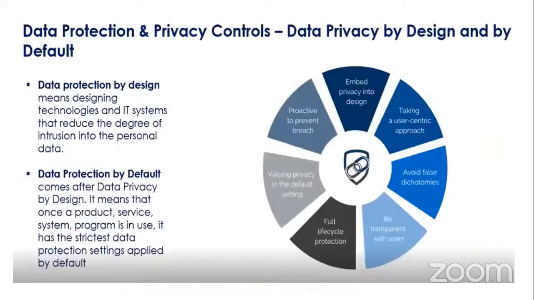Then also we have data protection and privacy controls. You need to design data privacy either by design or by default. By data protection by design, it basically means you are designing technology and systems that reduce the degree of intrusion into personal data. And also data protection by default, this comes after data privacy by design.